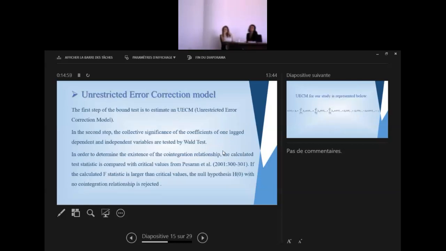So by choosing the bound test, the first step of the bound test is to estimate the unrestricted error correction model. This is the first step. Then, in the second step, the joint significance of the coefficients of the lagged dependent and independent variables is tested by Wald test. Okay, so we did this in order to determine the existence of a relationship between the variables.